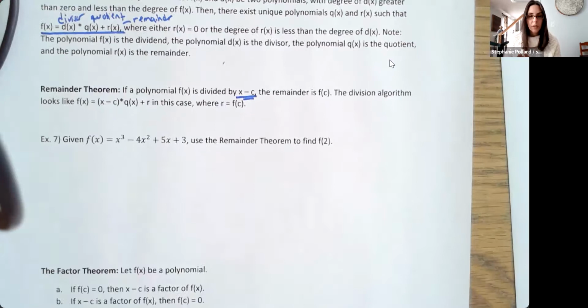So let's actually just show how this works. So we have our function here, and we're going to use the remainder theorem to find f of 2. So let's go ahead and do that.